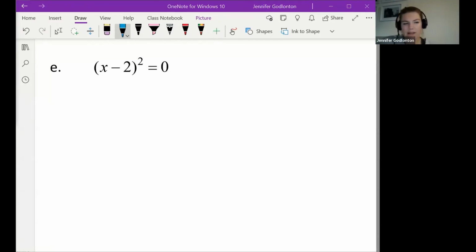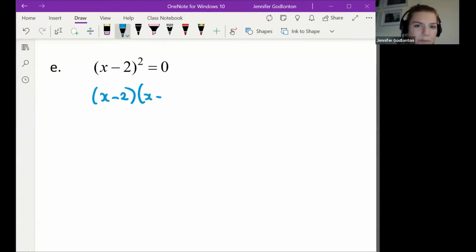How can I write this without having a square involved? Tiana, can you tell me how to write this without a square? Ma'am, must say open bracket x minus 2 in another one, open bracket x minus 2. Beautiful, beautiful. Okay, now does that not look a whole lot less scary? That looks way less scary.